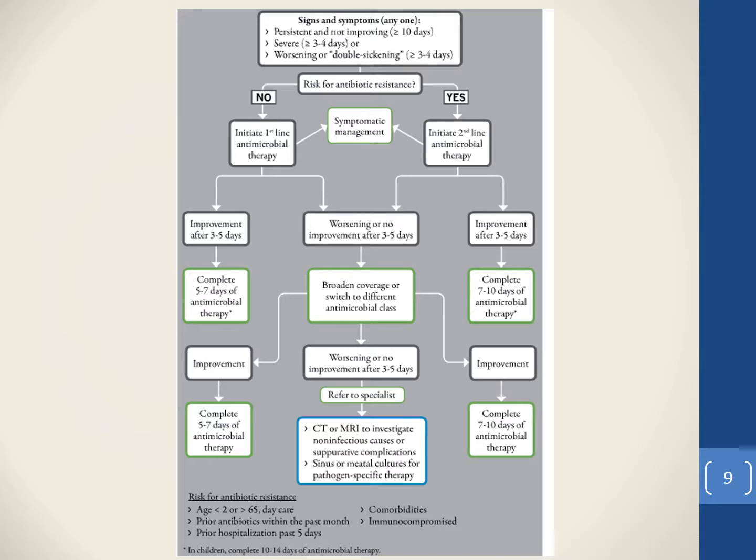And then essentially, if they do have improvement, it's a 5 to 7 day course of therapy. If it's worsening or no improvement after that 3 to 5 day point, then it's reevaluation and potential switching of antimicrobial therapy, or potentially sending them to an ENT specialist and doing imaging and things of that nature. So again, this is a really nice flow chart to help guide practice based on specific patient factors.